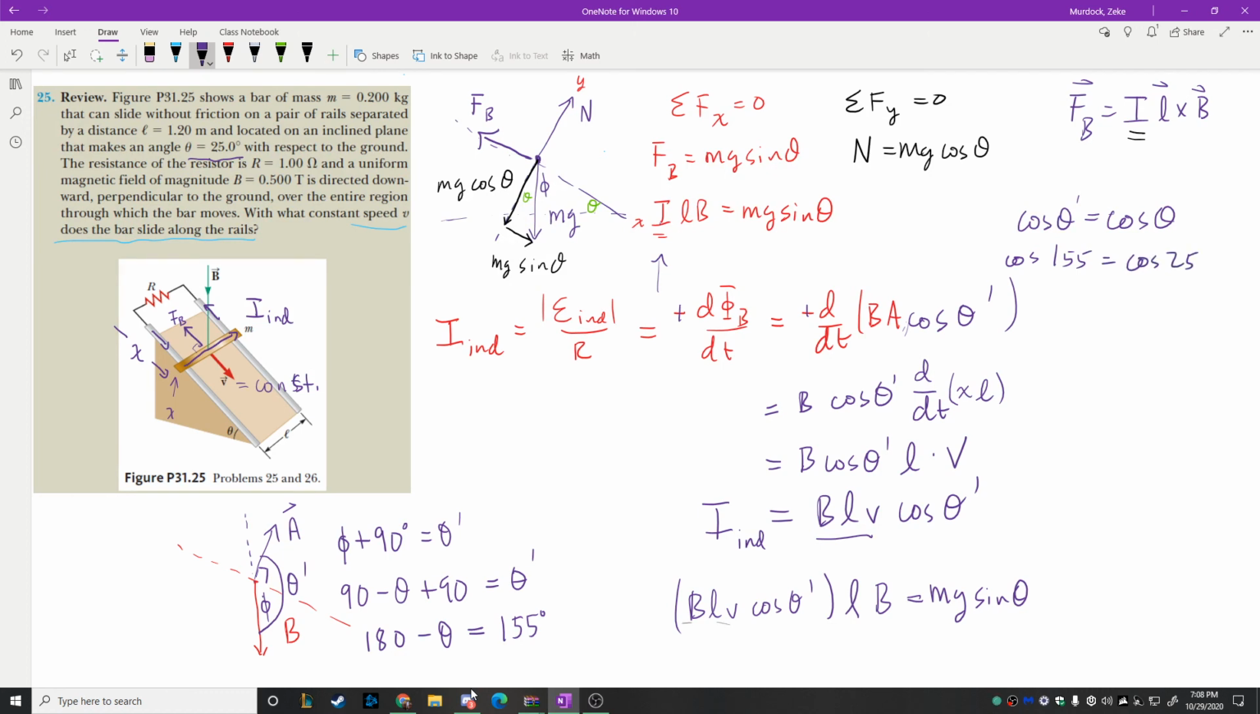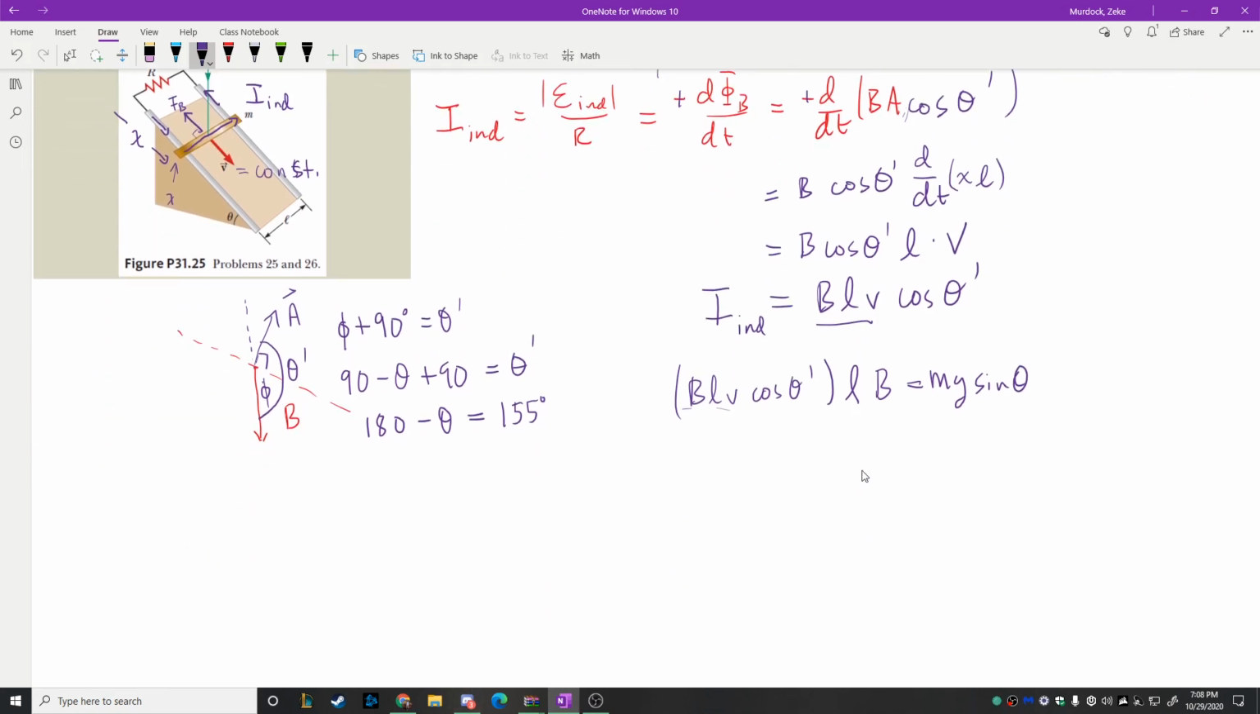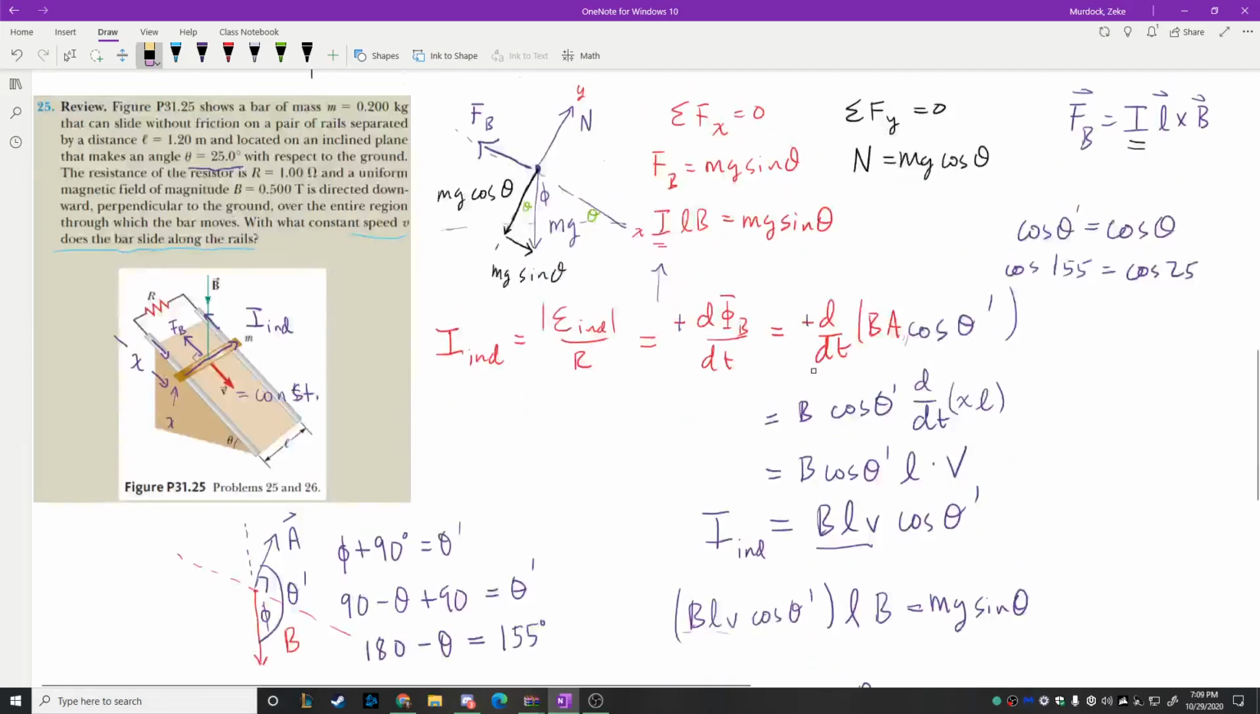So we can just write this then as, let's see, scroll down a little bit here. We're looking for velocity. So if we solve for the velocity, that's going to be equal to mg sine theta over cosine theta, which gives us mg times tan theta, and then we need to divide by B squared L squared. And that'll give us our answer. So we can plug the numbers in there. Anyone have any questions? If you have any questions, feel free to ask.